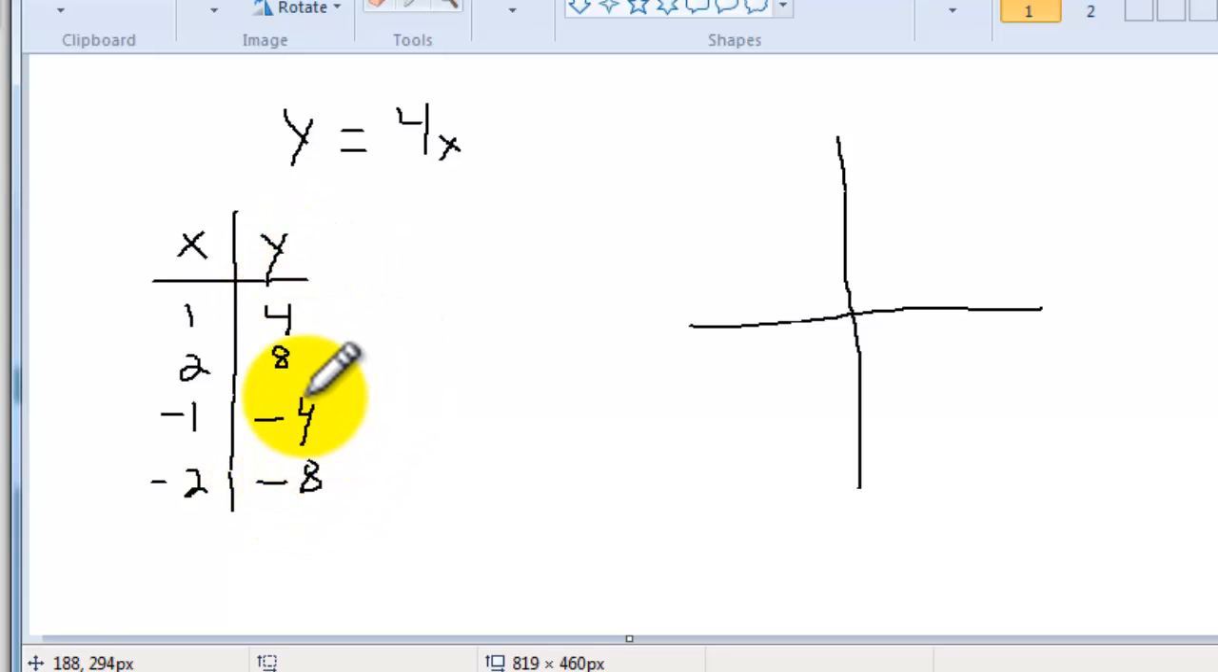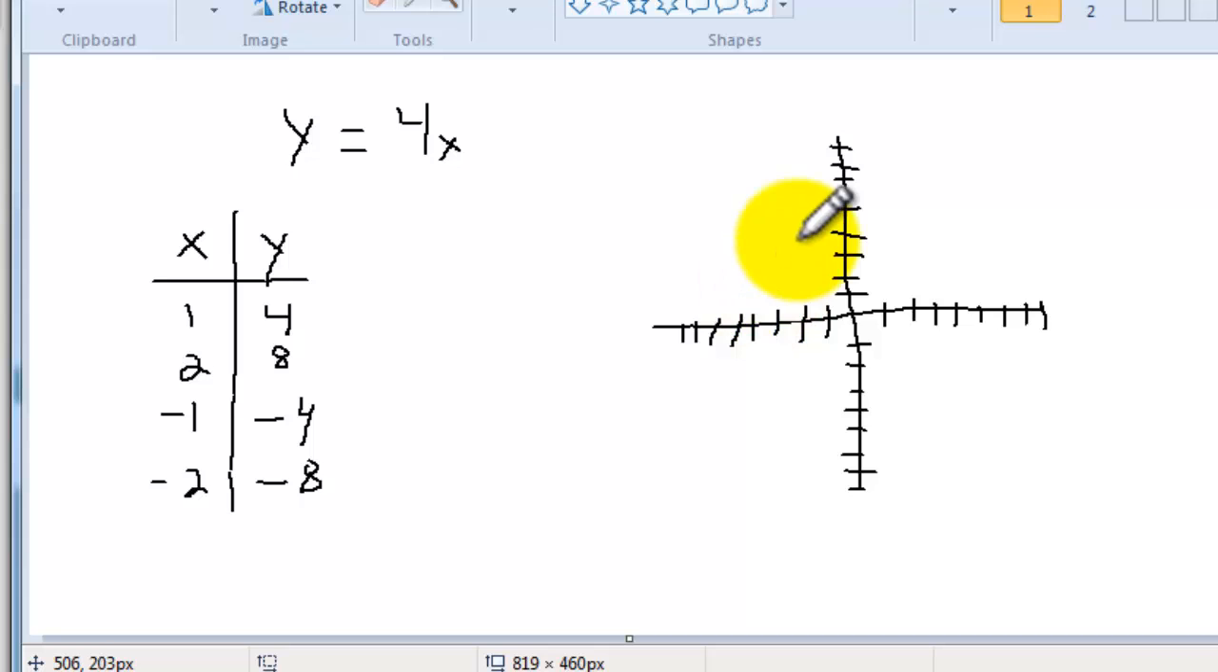So let's look at these points. Ooh, those look familiar: (2, 8), (negative 2, negative 8). Those were the ones we were given. All right, let's make a few tick marks out here and start plotting points. When x is 1, so we start in the middle, go positive 1, and then y is 4. 1, 2, 3, 4. Our point is roughly there. There's one of our points. (2, 8), positive 2, positive 8.